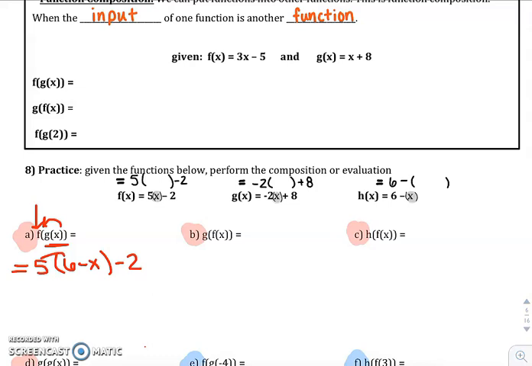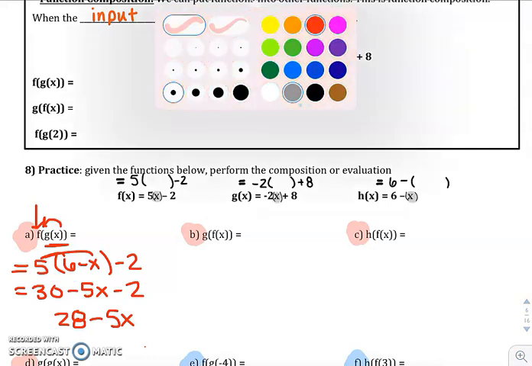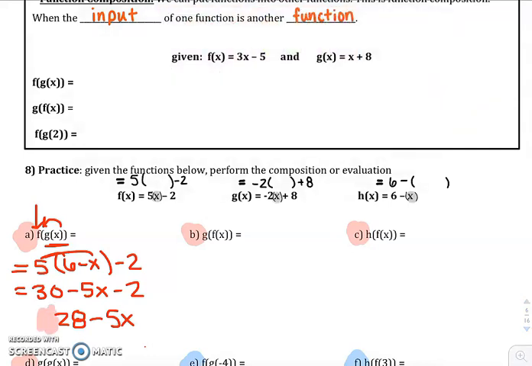So let's distribute the 5 in. So this becomes 30. 5 times negative x is negative 5x, that minus 2. And then you guys can combine the 30 minus 2. So this becomes 28 minus 5x. So we just simplify to get our answer there.